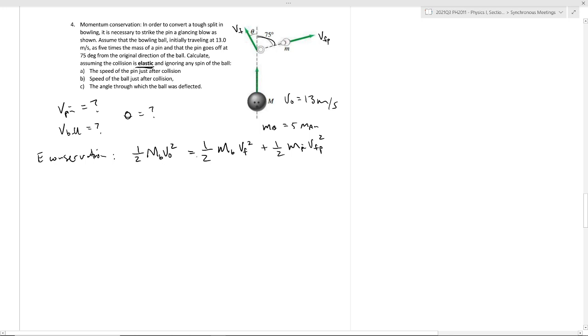The initial kinetic energy of the ball is going to equal the kinetic energy of the ball after the collision plus the kinetic energy of the pin after the collision. Just trying to be kind of neat here.